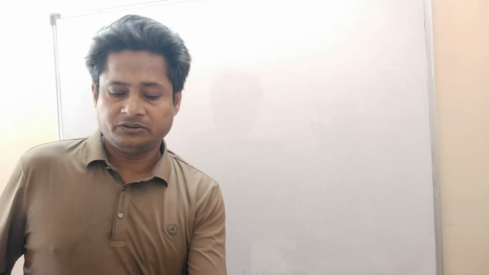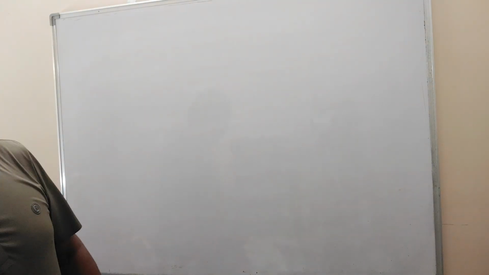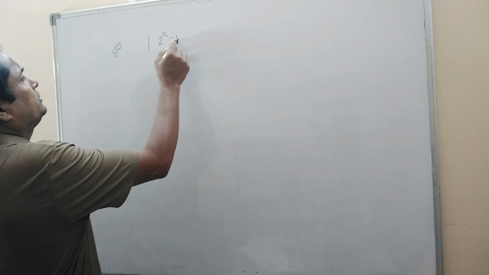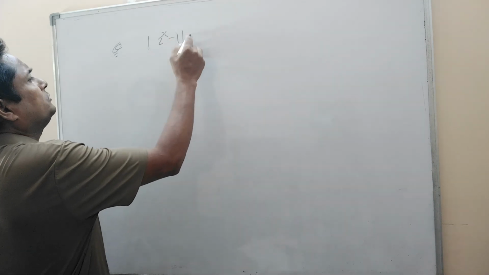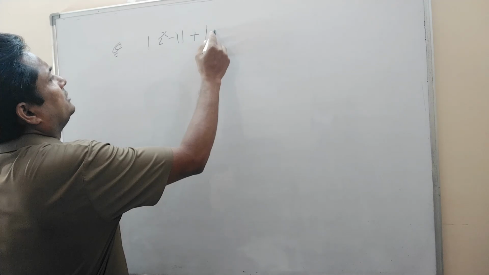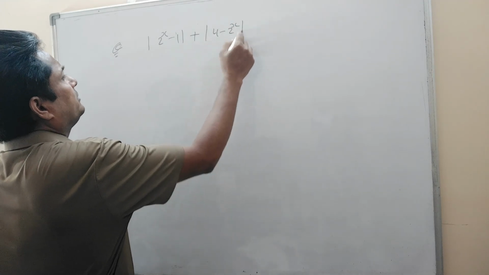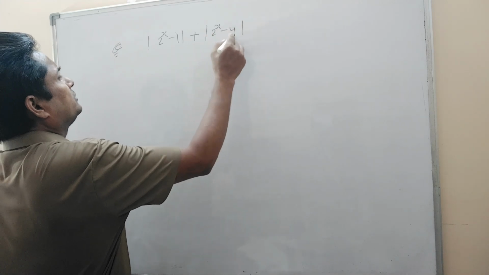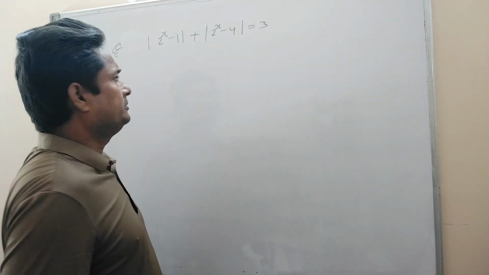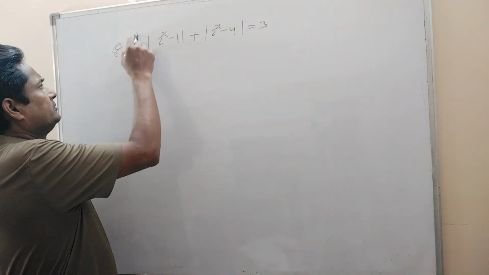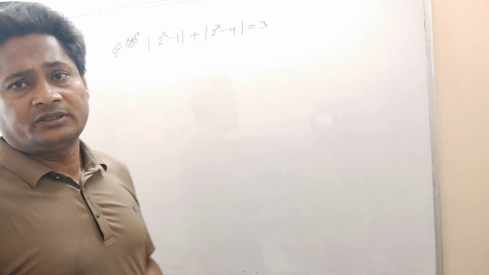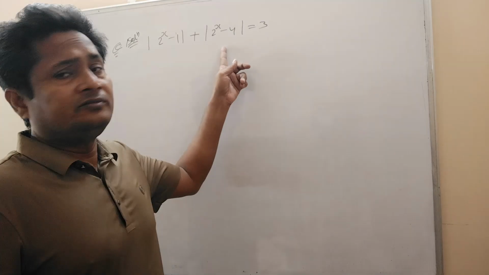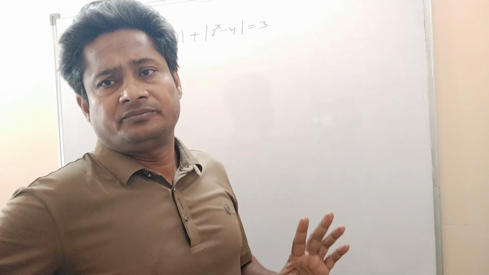Now let's solve the next question. The next question is what? Mod of 2 to the power x minus 1 plus mod of 4 minus 2 to the power x is equal to what? 3. You have to solve this question. How will you solve this question? We can use both methods.